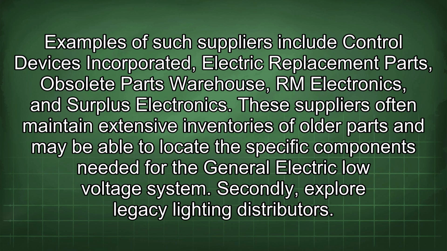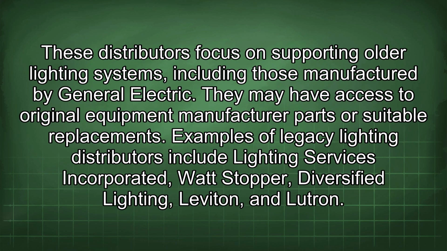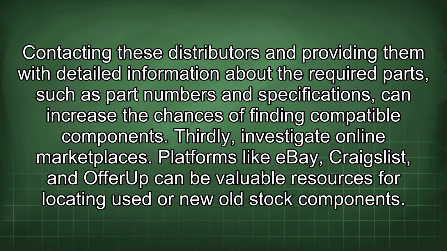Secondly, explore legacy lighting distributors. These distributors focus on supporting older lighting systems, including those manufactured by General Electric. They may have access to original equipment manufacturer parts, or suitable replacements. Examples of legacy lighting distributors include Lighting Services Incorporated, Wattstopper, Diversified Lighting, Leviton, and Lutron. Contacting these distributors and providing them with detailed information about the required parts, such as part numbers and specifications, can increase the chances of finding compatible components.